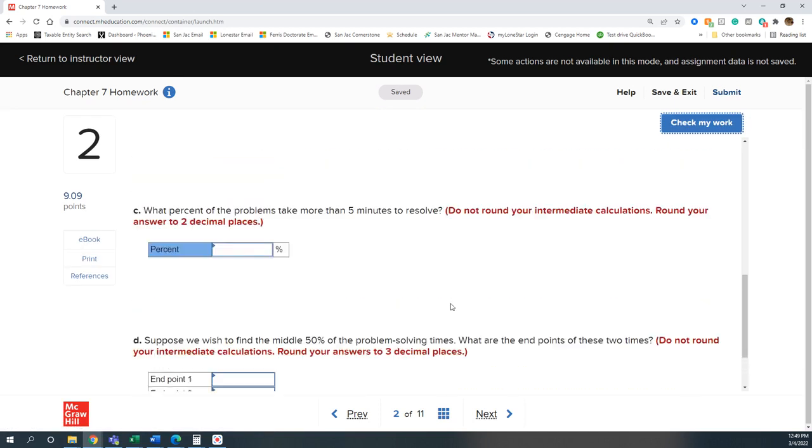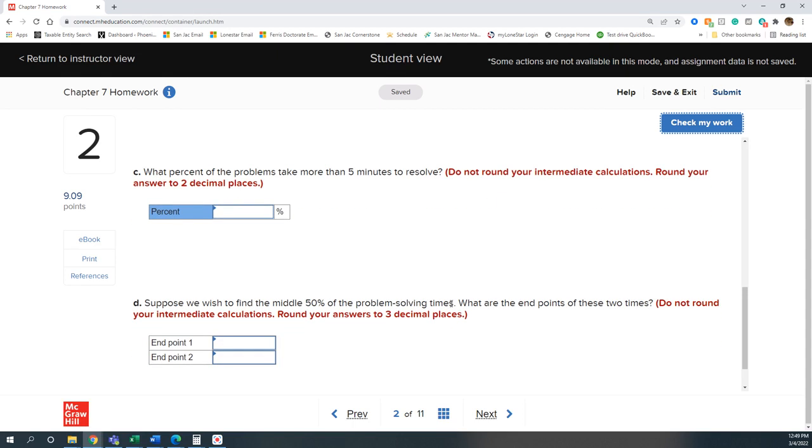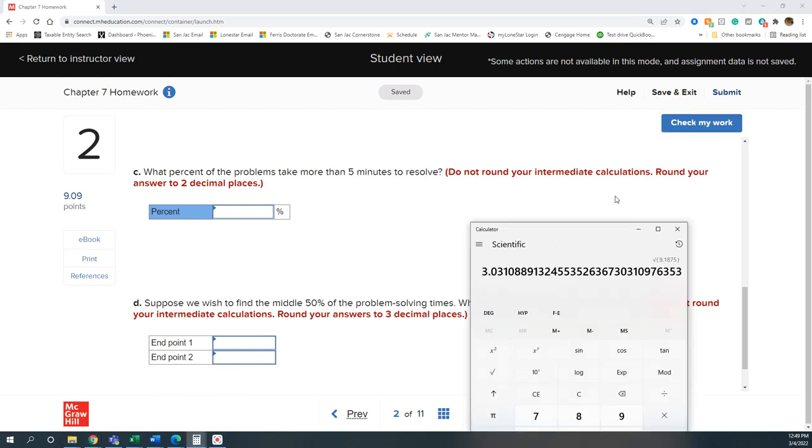Okay, last few about this one. So what is the percentage of problems taking more than 5 minutes to resolve? Okay. So again, this is just like what we did a second ago. We'll take our height, which is again 1 divided by our maximum of 11 minus our minimum, which is only 0.5. Okay, and then multiply it. And since we're looking at more than 5 minutes, the 5 replaces our minimum. So we're going to take 11 minus 5.